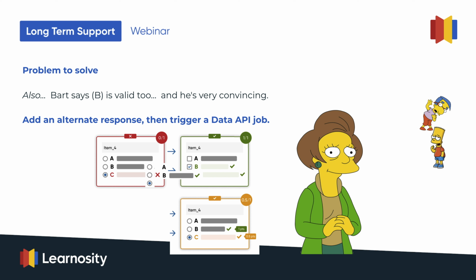Also, what happens if a student, let's just say Bart, says answer B is valid as well, and he's very convincing? You might want to add an alternate response in the authoring environment. Trigger a data API job, and then you can see that B as well as C might be correct. You could choose to give half points if you wanted to, or full points.